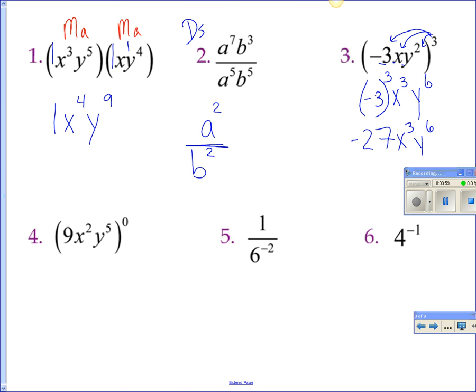Number 4, Zaria, what happens when it's to the 0 power? Very good. And Zaria, what number do I have to put right here? Very good, Zaria. Number 5, Monica, what do I do on a problem like this? Very good. Yes, you put it in your calculator. 1 divided by 6 to the -2. Put it in your calculator. Andrea, what are you getting? 36. Very good.